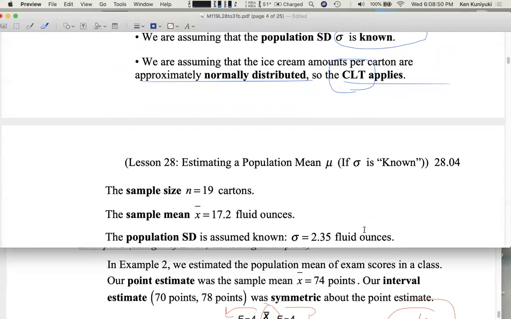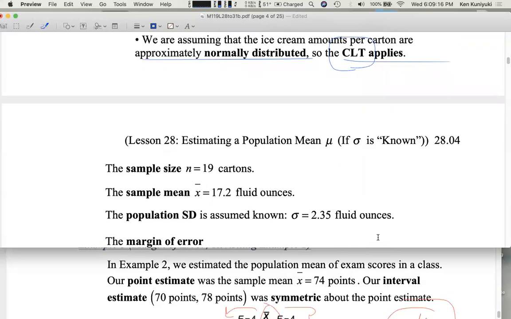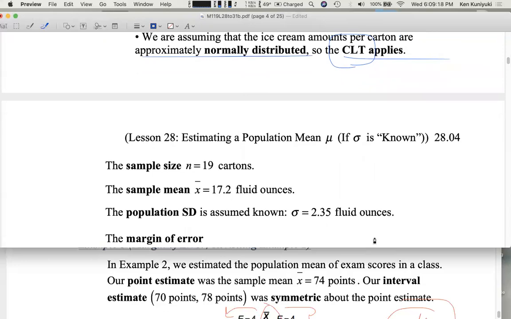Our cast of characters, our sample size, little n, is 19 cartons. The sample mean, X bar, the average amount of ice cream per carton among the 19 cartons was X bar, 17.2 fluid ounces. Maybe you get that from your Excel spreadsheet. We assumed that the population standard dev, sigma, was 2.35 fluid ounces. That was given in the problem. So let's find the margin of error.